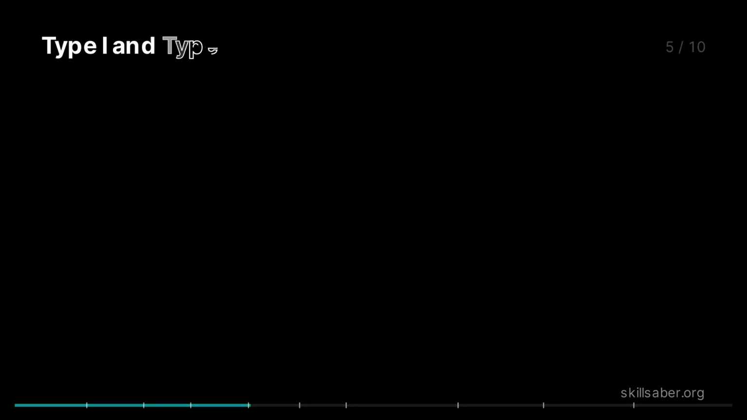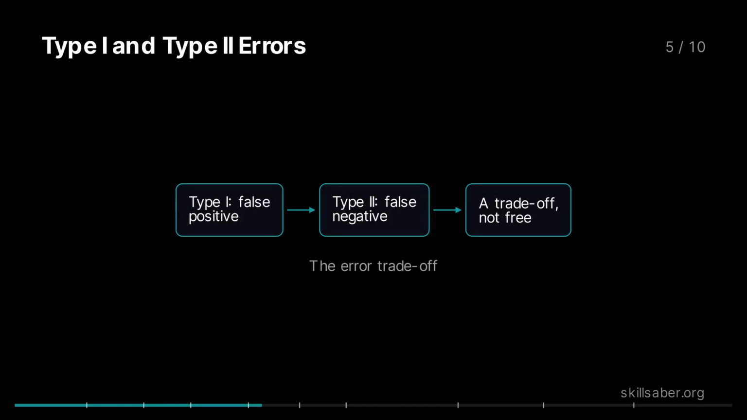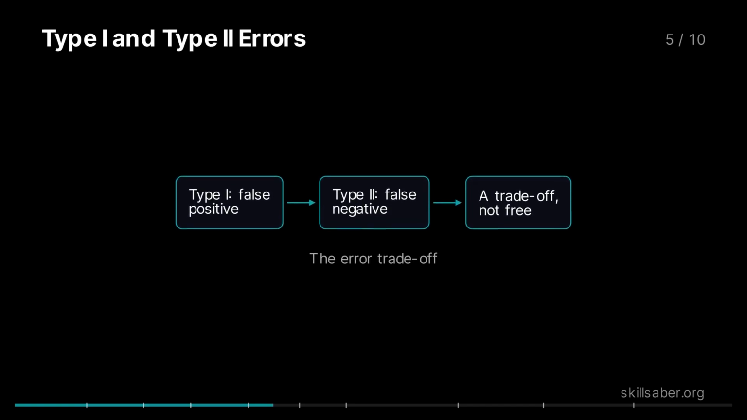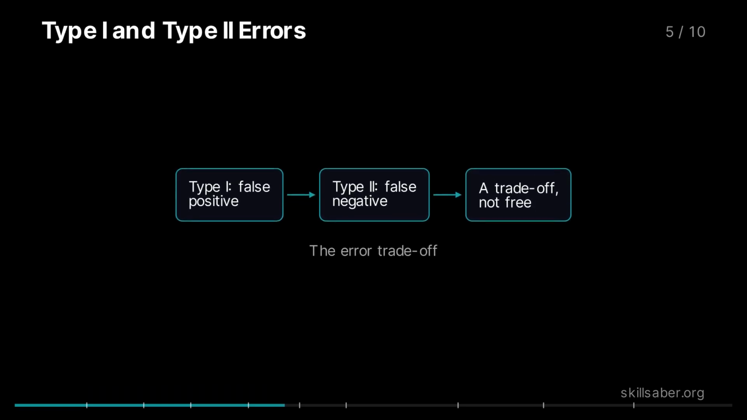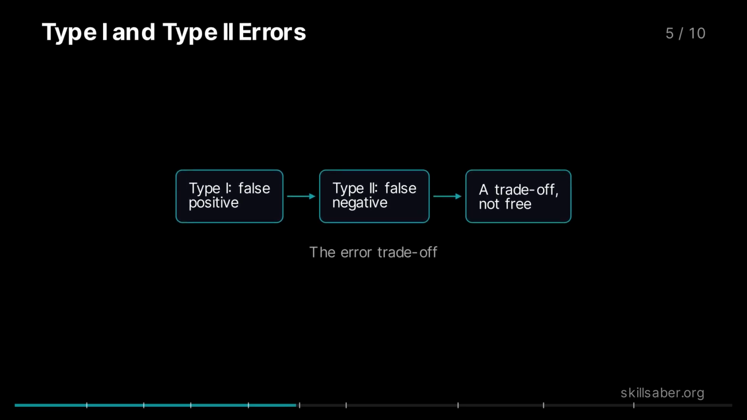A type 1 error rejects a true null, a false positive, at rate alpha. A type 2 error keeps a false null, a false negative. Lowering alpha raises type 2 errors. It is a trade-off, not a free improvement.